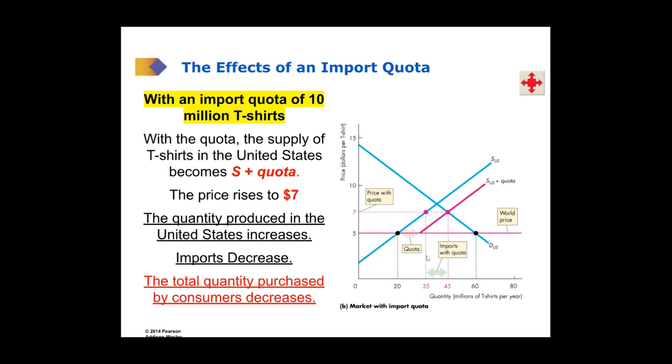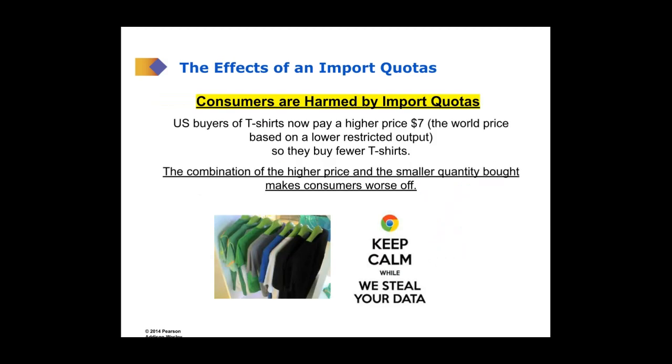Only 10 of those can be imported, so the other 35 have to be produced domestically. So the total quantity of t-shirts the consumers purchase is less. The total number of shirts that are imported is less. The total number of shirts that are produced domestically is greater, and the price is higher. So consumers are harmed by import quotas. You can kind of see a theme here. They're now paying a higher price, $7, and they're able to consume fewer shirts. And so the combination of higher prices and a smaller quantity that they're able to consume makes them worse off.